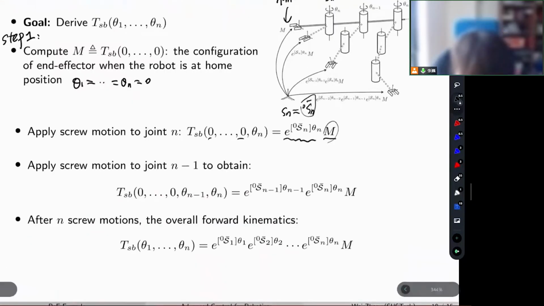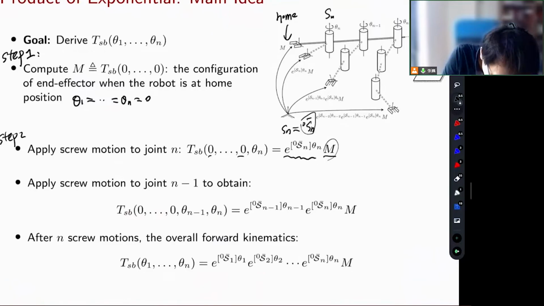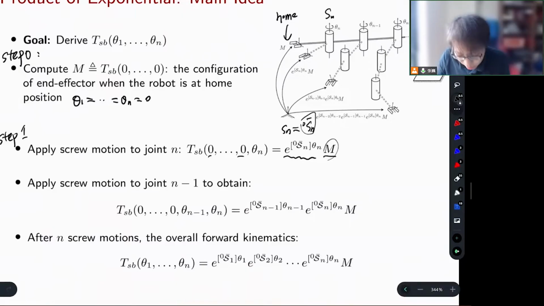Now this is step 1, and let's call the home configuration step 0. Step 0 is the configuration in home position, and in step 1 you apply the screw motion to the last joint, the nth joint. That's home, this is step 1. After step 1 you're here. Now you are trying to move about this axis.